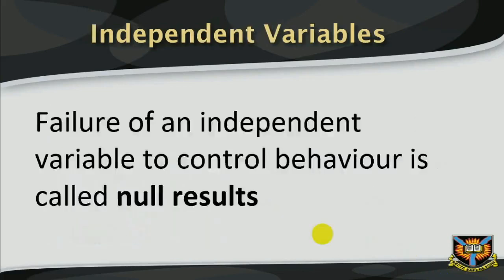Failure of an independent variable to control behavior, often called null results, can have more than one interpretation. First, the experimenter may have guessed incorrectly that the independent variable was important. The null results may be correct. Most scientists will accept this interpretation only reluctantly, and so the following alternate explanations of null results are common. The experimenter may not have created a valid manipulation of the independent variable.